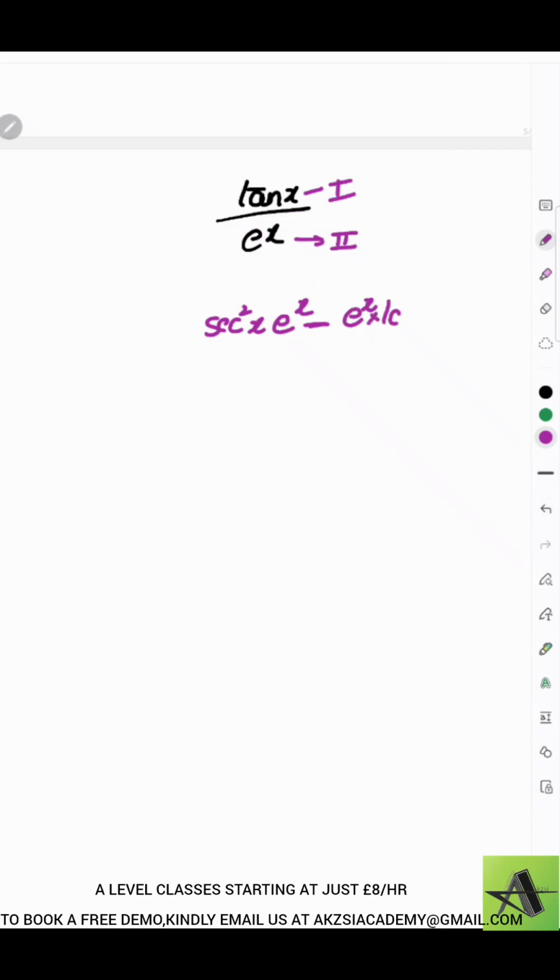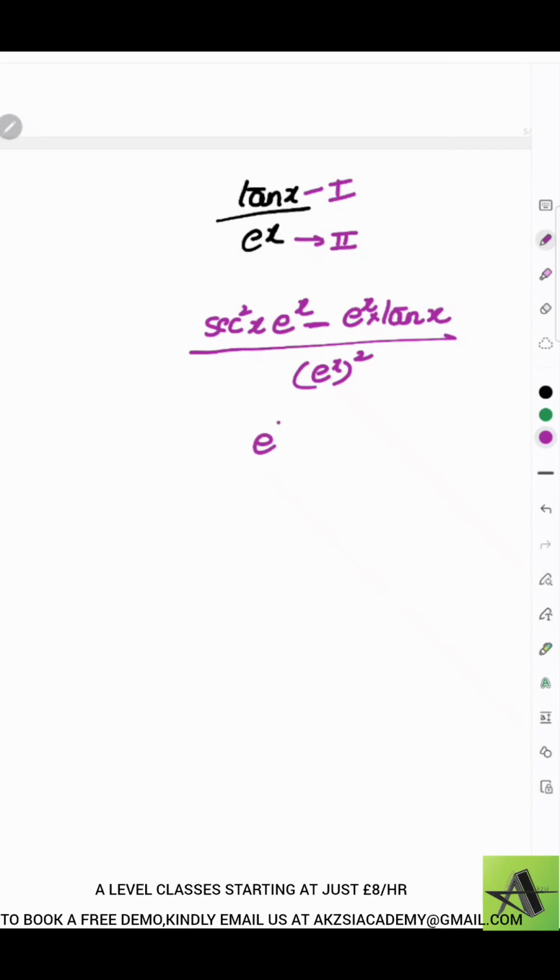Let's say this is 10x over e to the power of x. So this will be the first function and this will be the second function. Same thing: differentiation of the first function 10x is 10 times the second function as it is, minus the second function's differentiation, the differentiation of e to the power of x is e to the power of x, so e to the power of x times the first function as it is. Again, I'm saying I haven't changed e to the power of x, as its differentiation is the same, over e to the power of x whole squared.